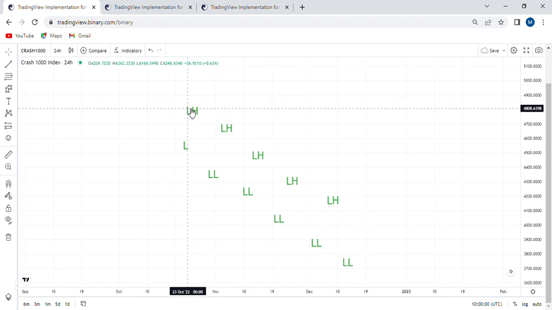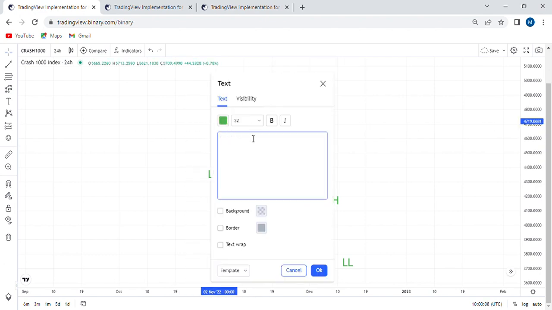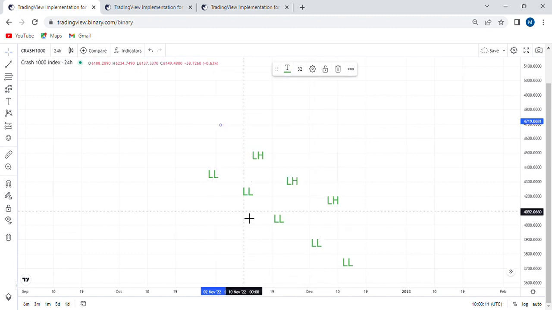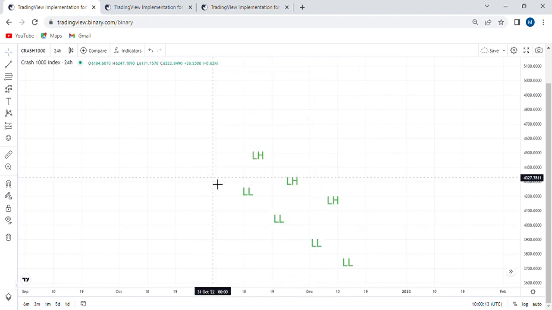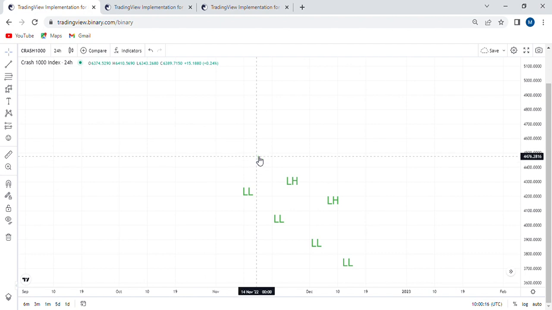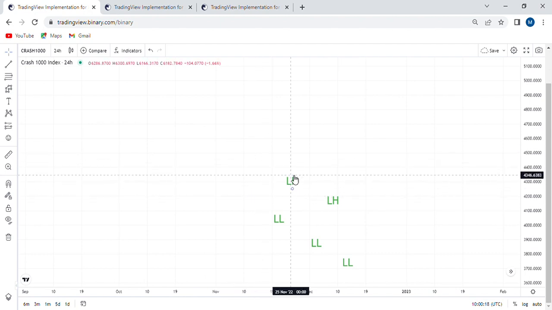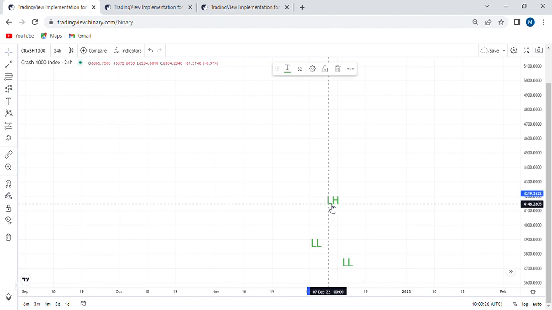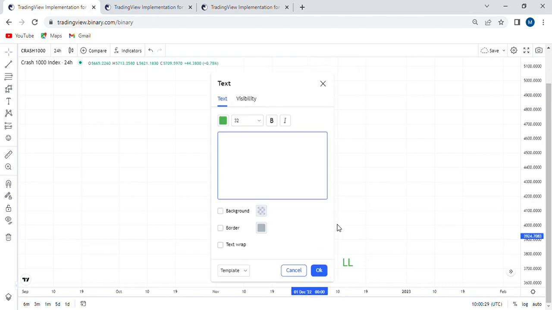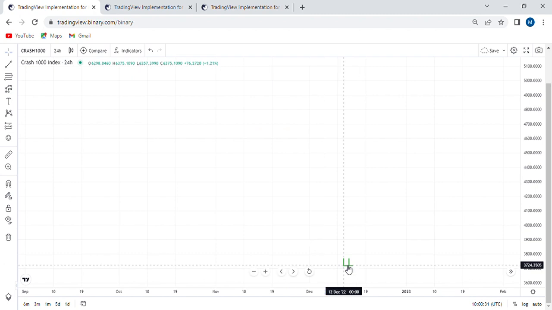I'll show you what I mean by consolidation. Sorry, I should pause this and then do it, but it's all good. So yeah, it is out. So we have what we call a consolidation.